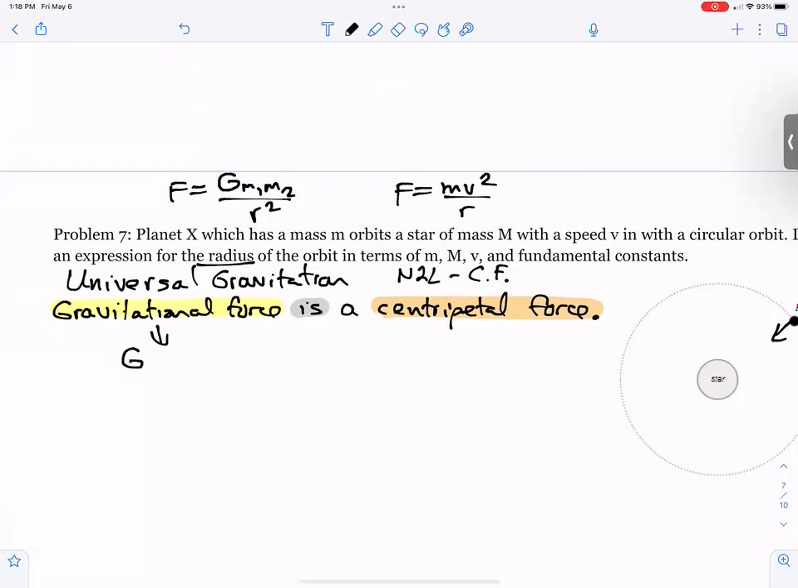And we get G, I'm going to let mass of the satellite be m1 and mass of the star be m2. So G little m times big M over r squared equals, now we're using the centripetal force equation, mv squared over r. So gravitational force equals centripetal force. Okay, look at how everything is organized.